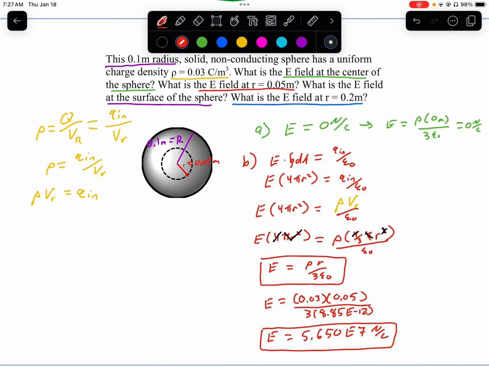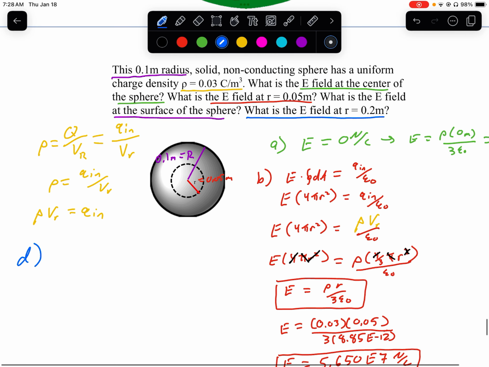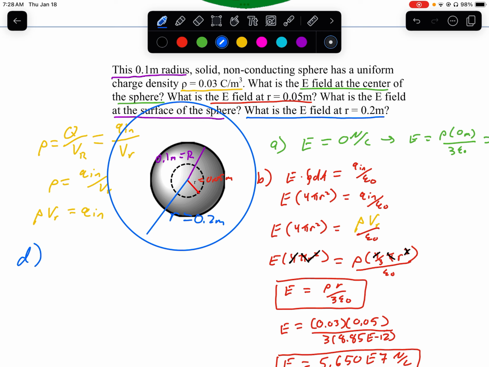I'm going to actually skip on here. So let's call what I have in purple part C. I'm going to skip on to part D. I'm going to do this out of order. You'll see why here in just a second. We could actually solve for part C right now, but I want to wait for a second before we do. It says what's the field at r equal to 0.02 meters. So then we'd be talking about something out beyond the surface of the sphere. So we'd have our Gaussian surface, which would be this.